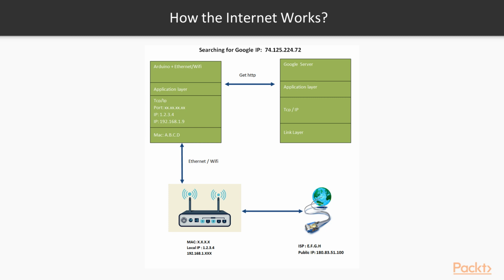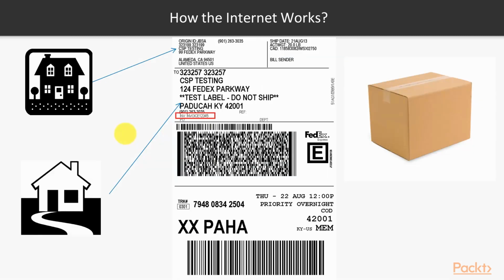Considering that there are billions of devices connected to the internet and millions of host names, and there could be many devices connected to your local network, it is highly critical to have a very strong addressing system, and it needs to be unique. There are two kinds of addresses used to solve this puzzle. One is called the MAC address, Media Access Control, and another one is called the IP address. Now to understand this better, let's take a very simple example. Let's say that you want to ship a box from California to Kentucky.